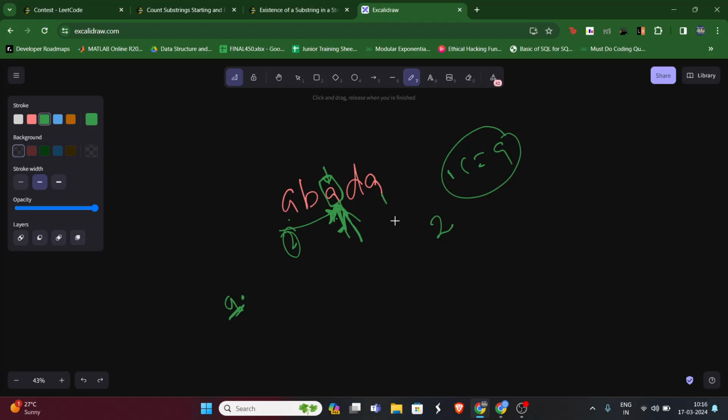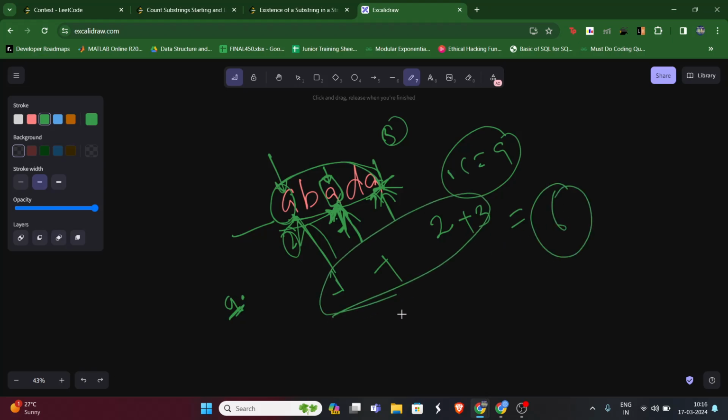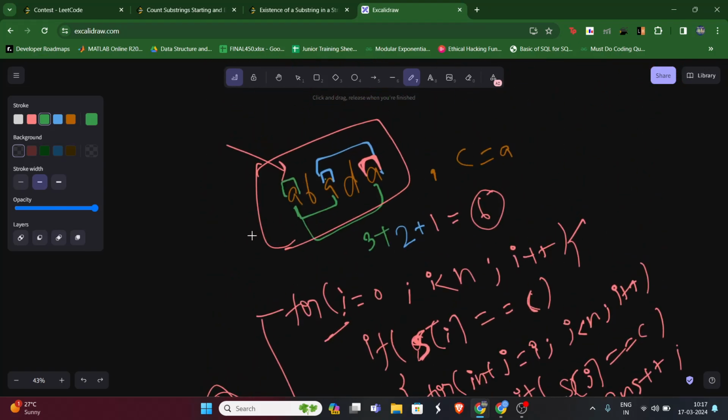Similarly, for this position, how many A's are there before or at this point? There are 3 A's, so there can be 3 starting positions and this can be the ending position. So we can have 3 substrings which start from any of the A's before or at this position and end at this position. Similarly, for this first A, we have only one A at this position, so this contributes one substring. If you see, it gives nothing but the total number of substrings, and that's what we calculated from our nested loop or this dry run example.